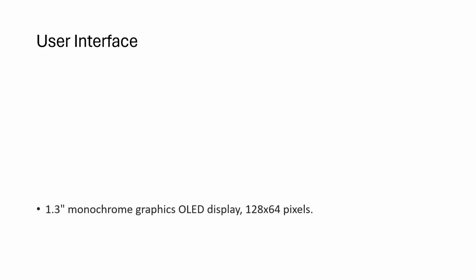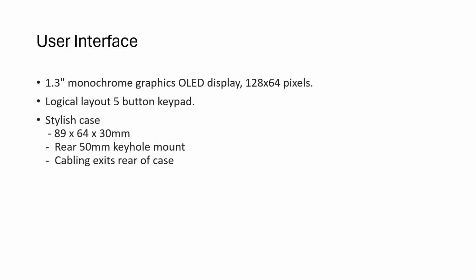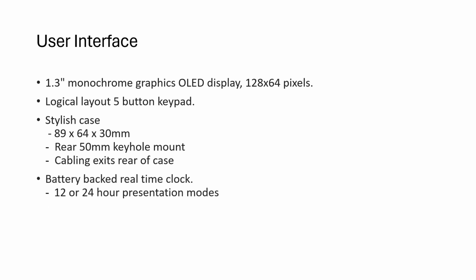The user interface, thermostat, or control head, whichever name you prefer, includes a 1.3-inch monochrome graphic OLED display, a logical 5-button keypad with a case that houses the entire thing that are these dimensions. Cabling runs out the back side. It has a battery backed up real-time clock that can display that information in either a 12 or 24-hour format.